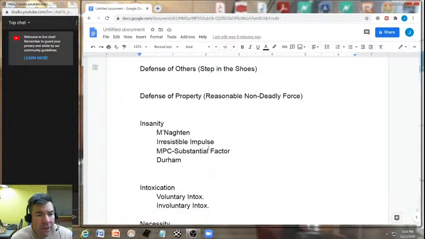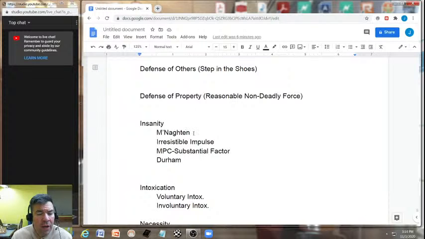Now, insanity. In insanity, we're looking at due to a disease or defect of the mind, the party exercising this particular defense should be able to say that they could not form the necessary malice, the necessary mental state, the mens rea necessary for the commission of the crime.